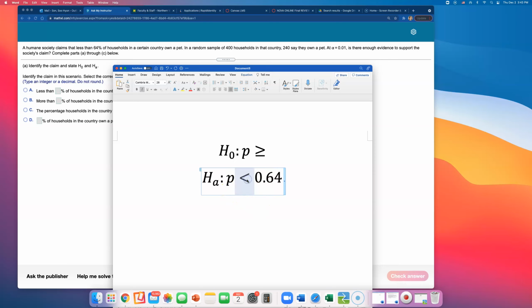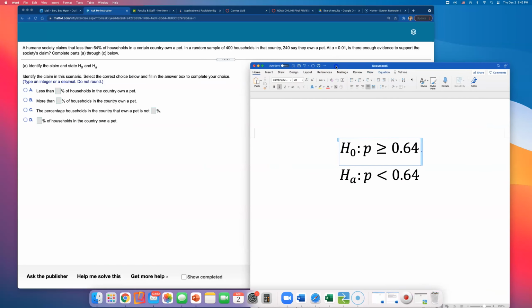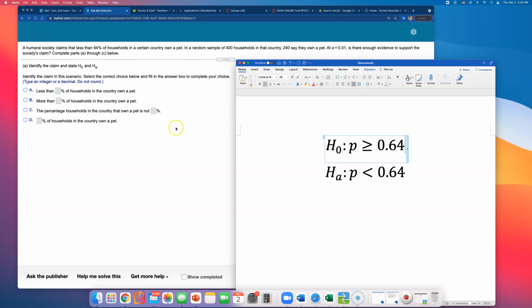If it just has a less than, greater than, or does not equal symbol, that makes it an alternative. So that means the null hypothesis has to be the opposite of less than, which is P is greater than or equal to 0.64. Okay, so that's the claim being made. So let me go ahead and type those in.